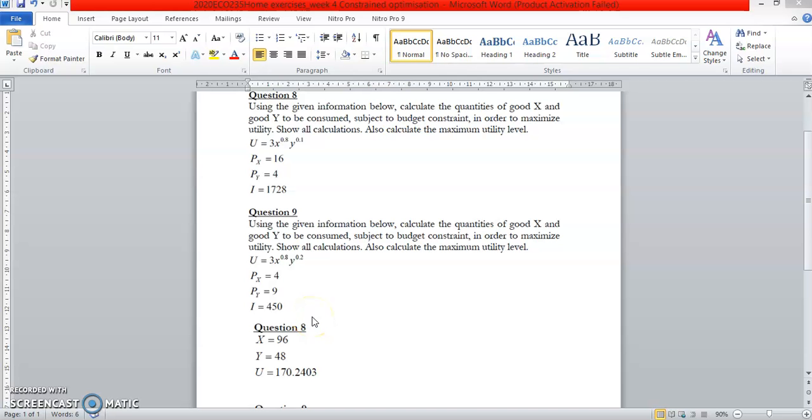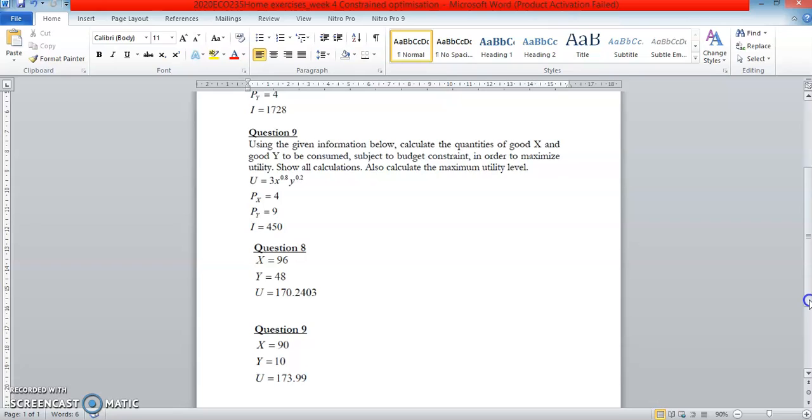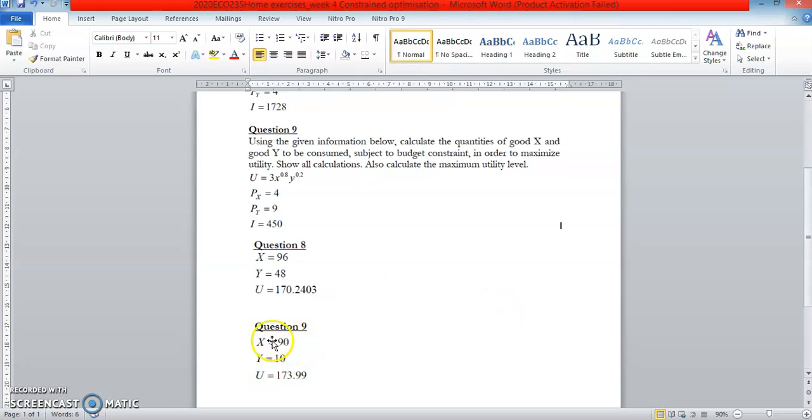The solutions to these 2 problems are given below. So this is the solution to question 8 above, and the answer to question 9 is given below. So while you have your values for x, y, and utility, you still need to work through these problems and arrive at these answers so that you can assure yourself that you know how to solve this type of problem. I thought to give it to you primarily because these exponents are a little bit tricky. So this concludes constraint optimization.